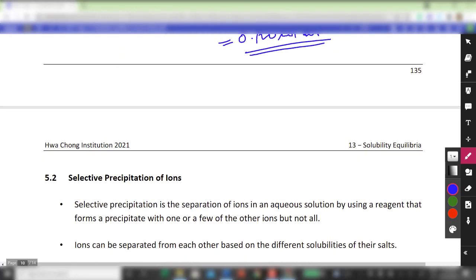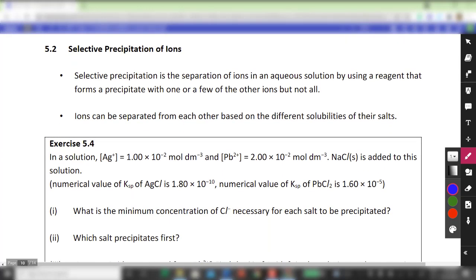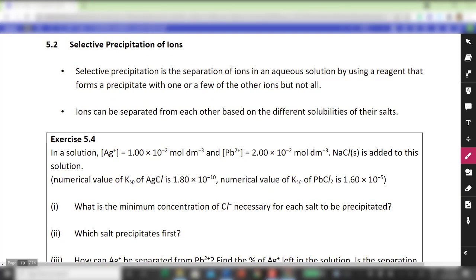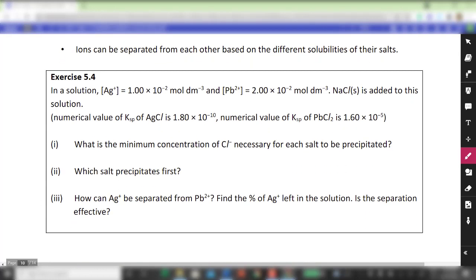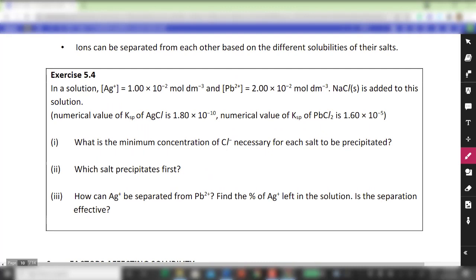If everything is okay, we'll move on to 5.2, which is on selective precipitation. So what this actually means is that I have two metal cations together, then I just want to precipitate one out but not the other. So it's called selective precipitation. Ideally the solubility of both must differ by quite a bit, because if they are quite similar, then it's very difficult to separate one almost entirely from the other. So we'll look at exercise 5.4 to help us understand what exactly is going on for this.